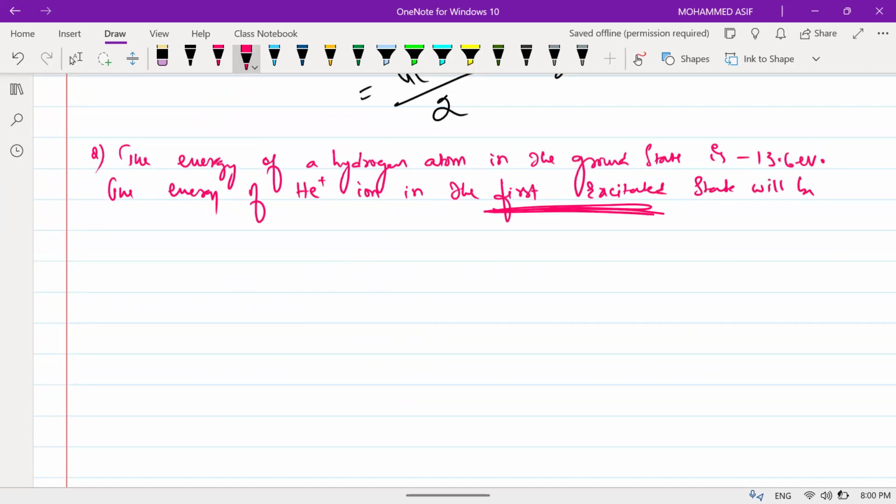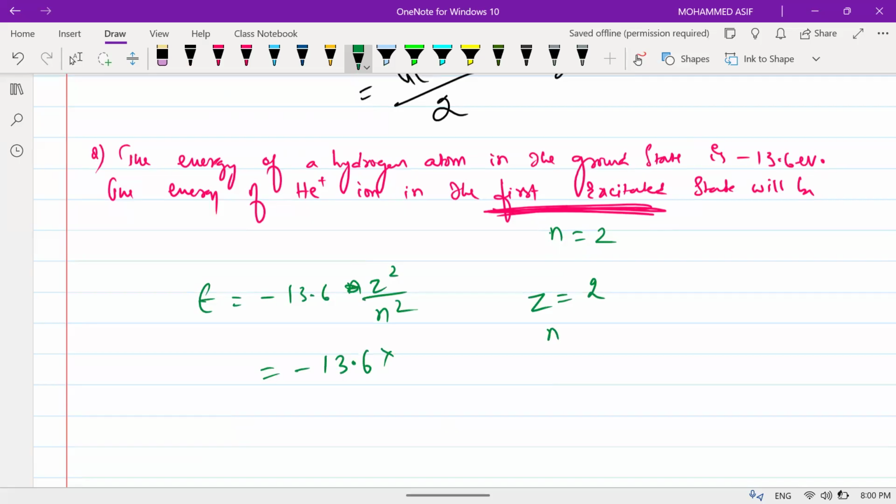This is important, beta. What do you mean by first excited state? Anyone? N equals 2. Very good. N equals 2. So energy E equals minus 13.6 into what is the formula? Z square divided by N square. Minus 13.6. Z value is how much, beta? Helium, so Z equals 2. N equals 2. So it is 2 square divided by 2 square. This will get cancelled. It is minus 13.6 electron volt. Clear?